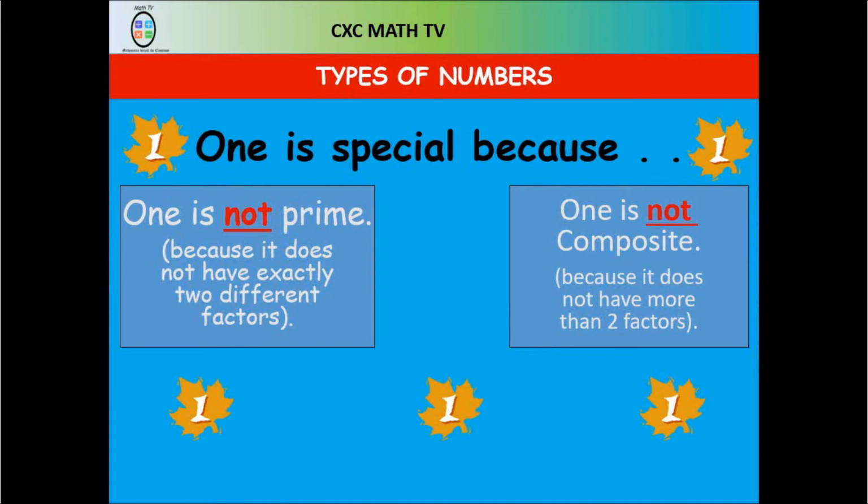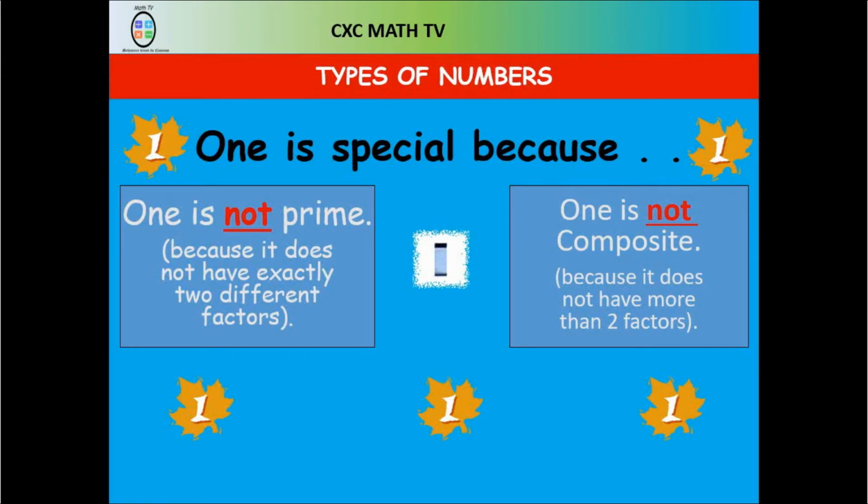The only number that can divide into 1 is 1, which is just one number. So it doesn't have 2 factors, so it can't be prime, right? Only itself can go into it, which is 1. And also, only one number can go into it, so it doesn't consist of 2 or more factors, so it cannot be composite. So 1 is neither prime nor composite. That's the beauty about the number 1.